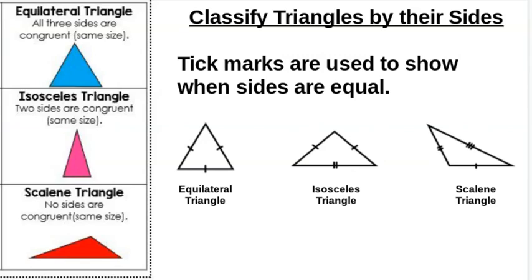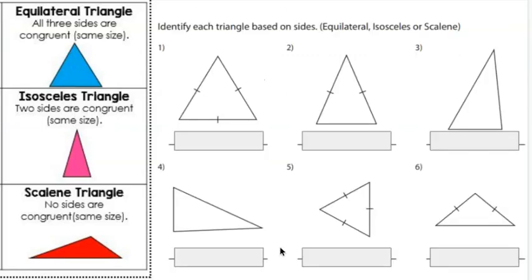So let's get some more practice with this. All right. So here you can see we have 6 different triangles, and we're going to use this chart to go ahead and identify what type of triangle it is. So here again, I see those tick marks, 1, 2, 3, which means all 3 sides are the same.